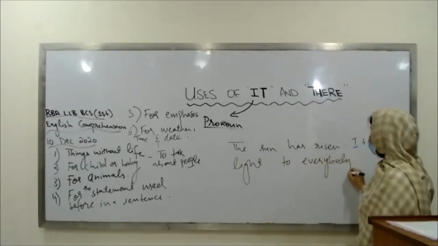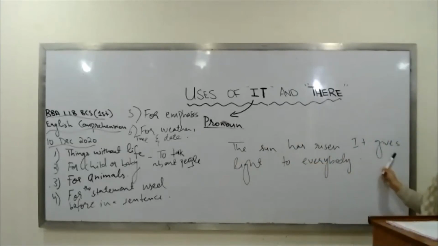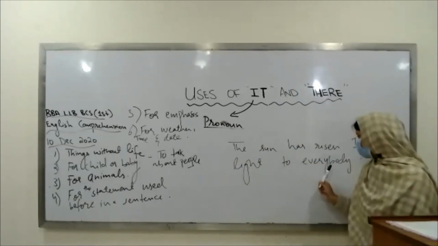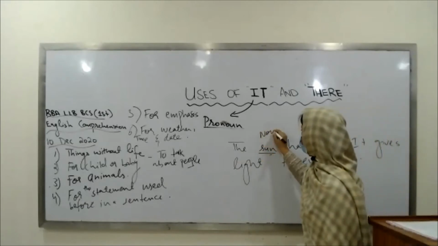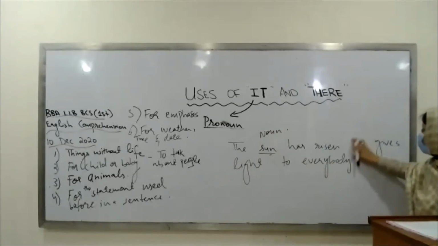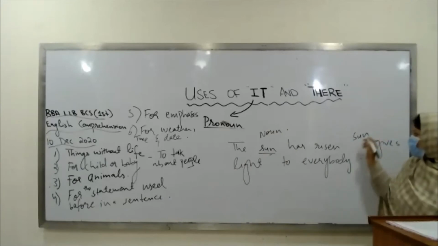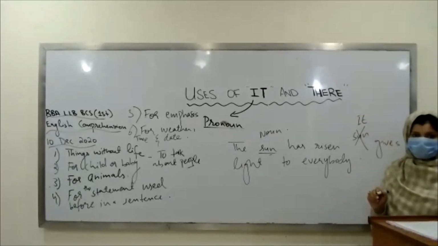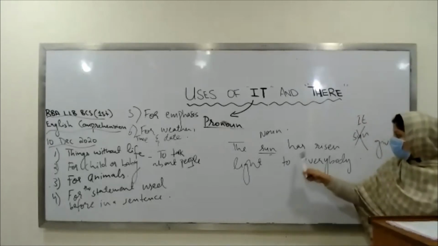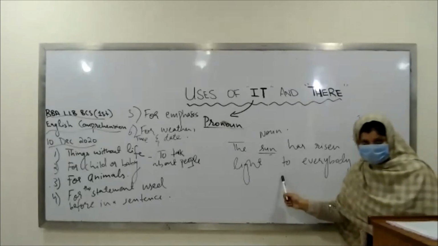Okay, now here another example is the sun has risen. It gives light to everybody. Now the sun is what? It is a noun, right? And if I write this sun again, so here it comes with the repetition of that same noun. So to avoid that repetition of noun, you will use what? You will use it, right? So now the sentence is the sun has risen, it gives light to everybody.